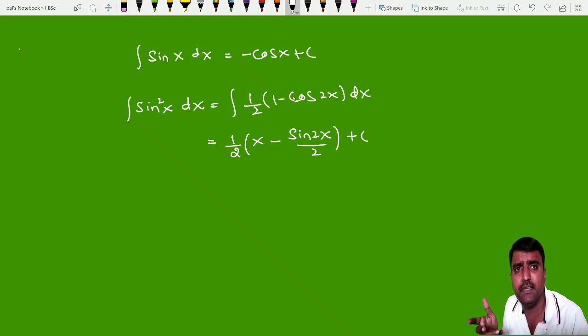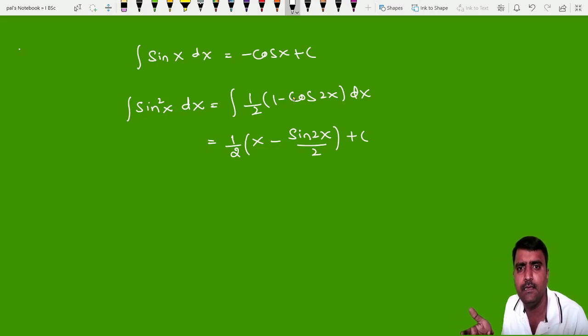For cos cube x we have the formula 1 by 4 into 3 sin x minus sin 3x. For sin cube x we can easily find the integration of sin cube x also.